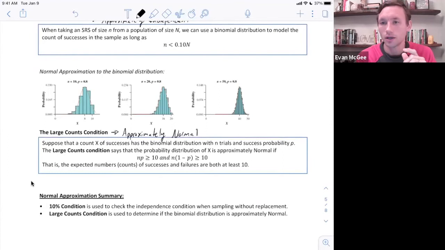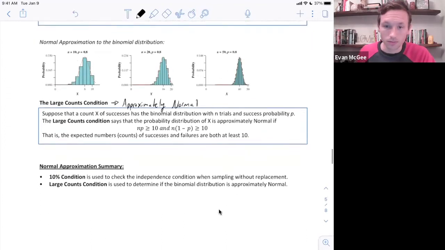So what you really need to know from this page is that you use the 10% condition to check the independence condition when sampling without replacement. So whenever you're sampling without replacement, you need to check and make sure the 10% condition is met in order to calculate probabilities. Then you can check the large counts condition to determine if a binomial distribution is approximately normal. If it is normal, then we're no longer doing binomial calculations, then we're going to do normal calculations. So instead of binom CDF or PDF, we're going to do normal CDF or PDF. So let's look at an example.